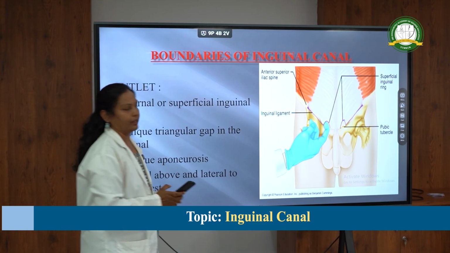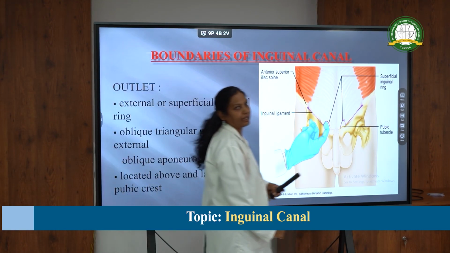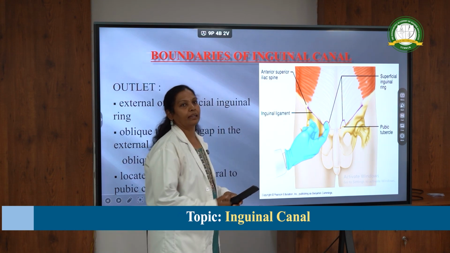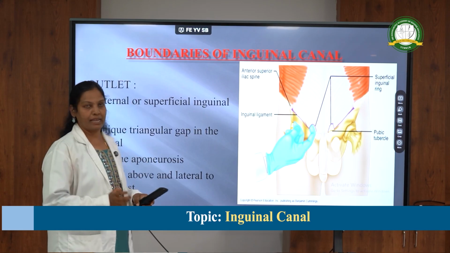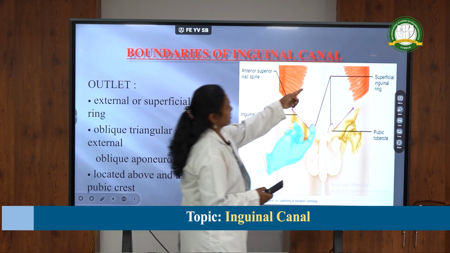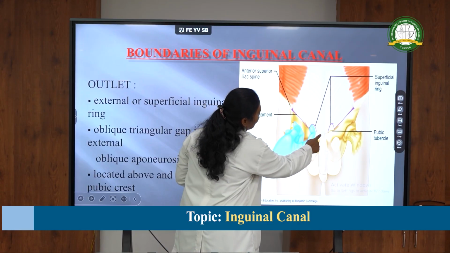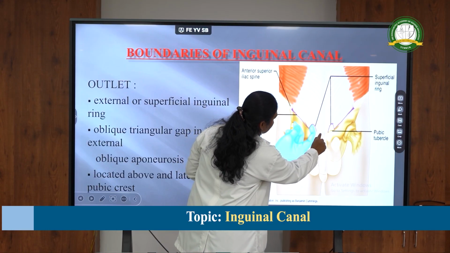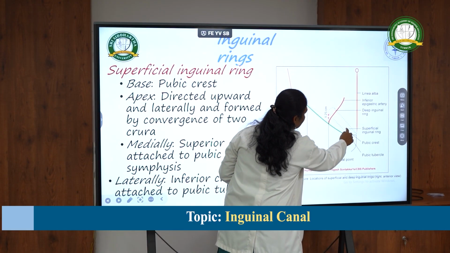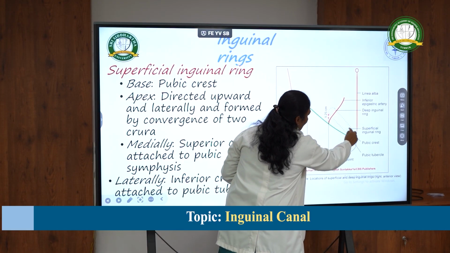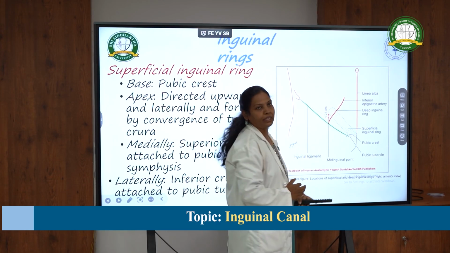So next is the outlet. Outlet of the inguinal canal is formed by the superficial inguinal ring. So it's also called the medial end of the inguinal canal. So what is it? It's a triangular slit present in the aponeurosis of external oblique abdominis muscle, superolateral to the pubic crest. So this is the pubic crest. Superolateral to that we can see there is a triangular slit in the aponeurosis of external oblique abdominis. So that is the superficial inguinal ring.